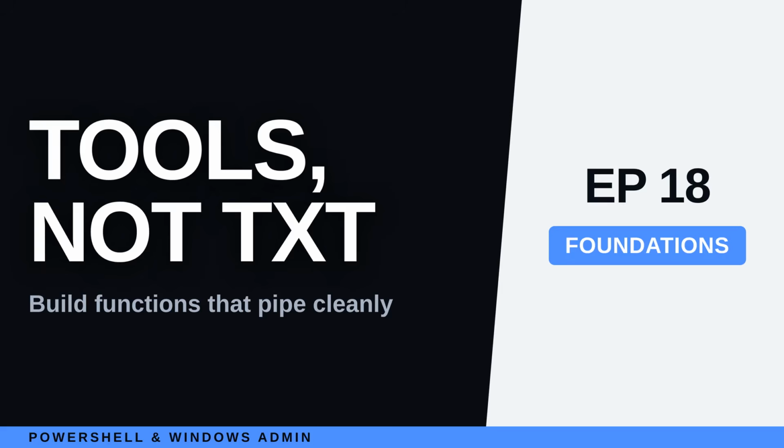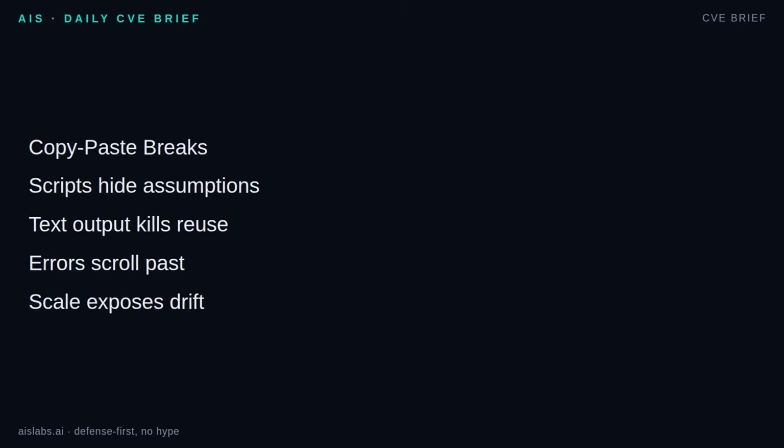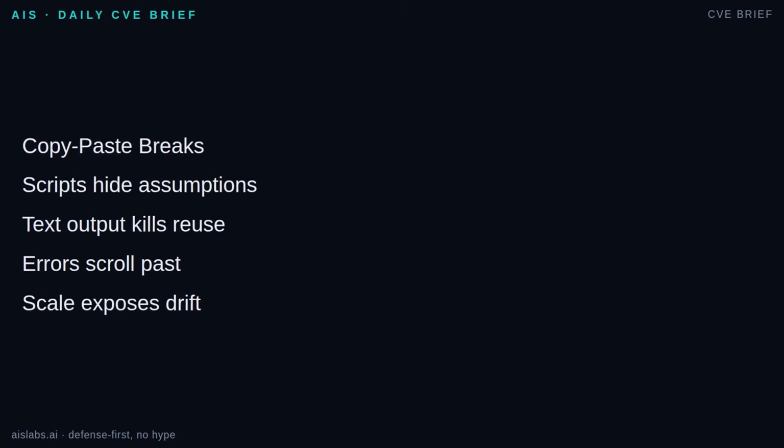One pasted an old script from a ticket, changed 2 names, and missed a failed machine because the script printed text instead of objects. The meeting did not need heroics. It needed a small, named tool that everyone could run the same way every time. The naive way works until the 3rd server, the 2nd admin, the 1st audit request.